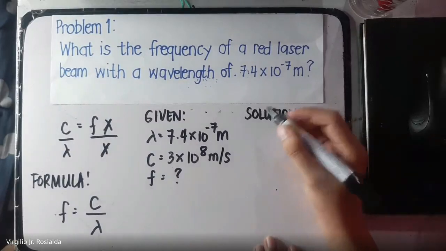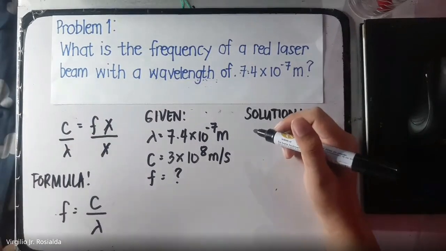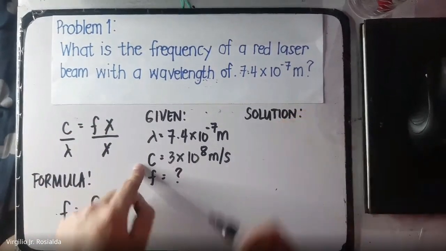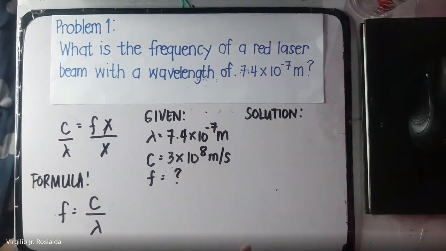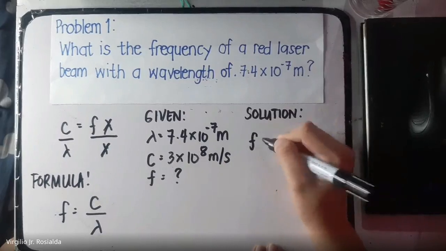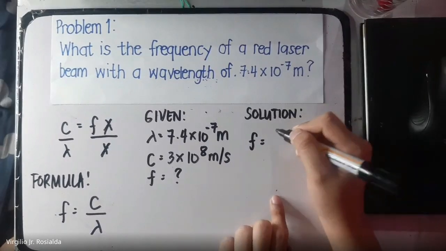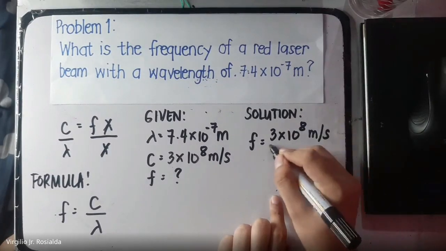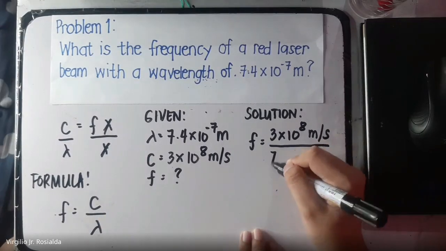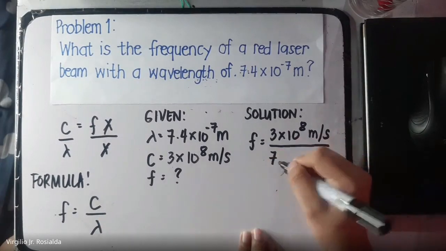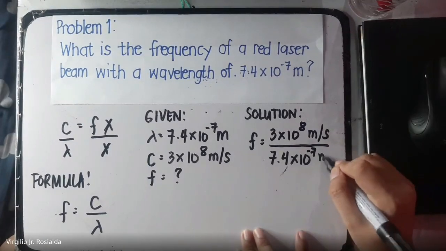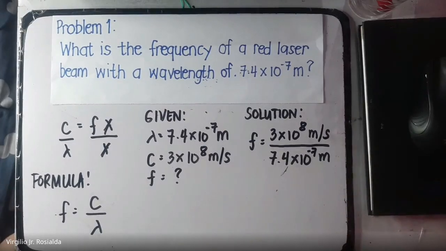Okay, so our solution, we just simply substitute the value of our wavelength and our speed of EM wave to our formula. That's how simple it is. So we have frequency is equal to our speed of EM wave, 3 times 10 raised to 8 meters per second. Okay? And our wavelength is 0.74 times 10 raised to negative 7 meters. Okay, so this is how our solution looks like.